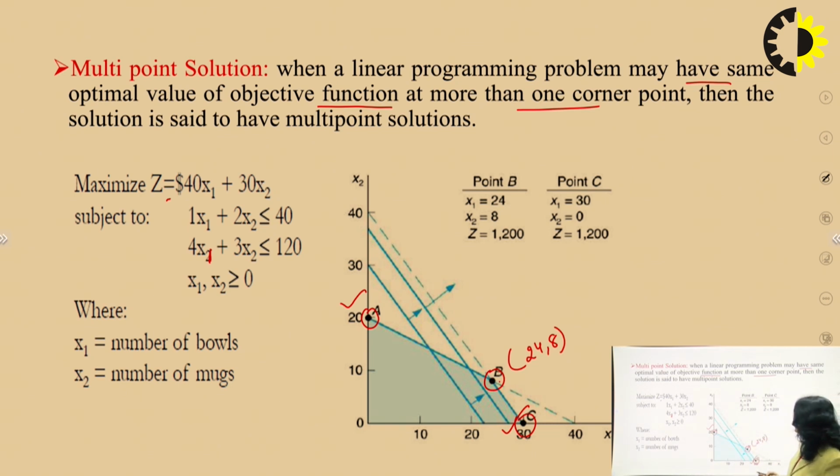Now what we will do, we will put the values of all these coordinates in Z. We can see here that at point B and point C we are getting the same value. So this type of solution, where we are getting the same value of the objective function at more than one point, is known as the multi-point solution.